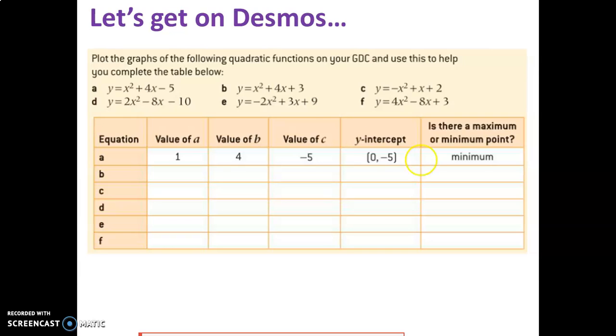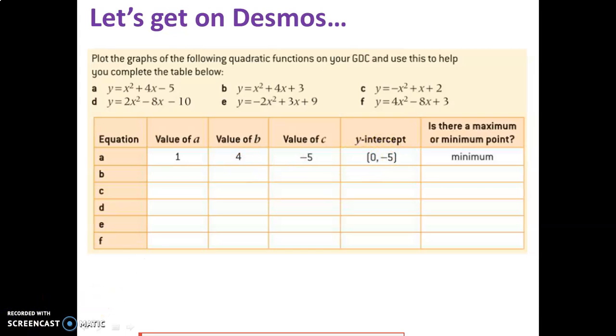Now that you're on Desmos, your job is to graph these 6 parabolas. You will enter that equation, and then you will fill this table. So A has been done for you. In equation A, it has an A value of 1, a B value of 4, a C value of -5. And if you graph that one, you will notice it has that y-intercept of (0, -5).